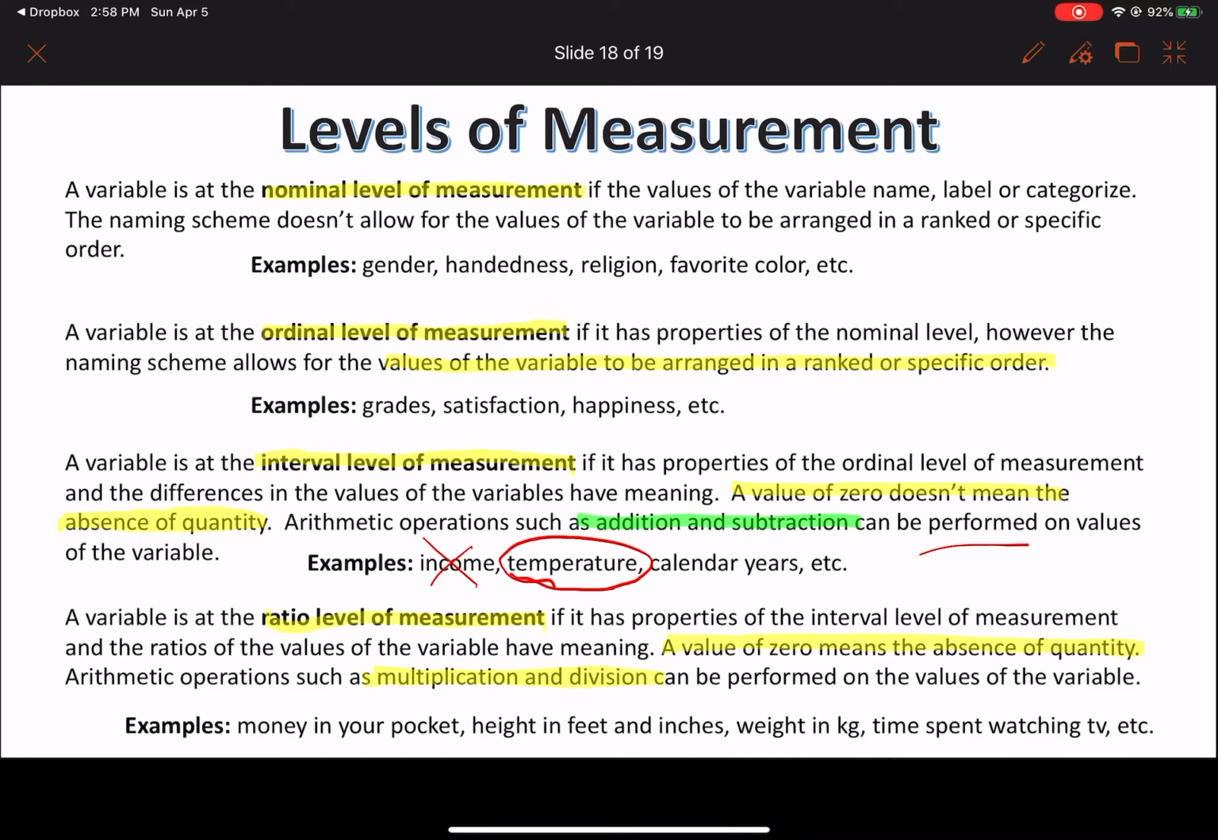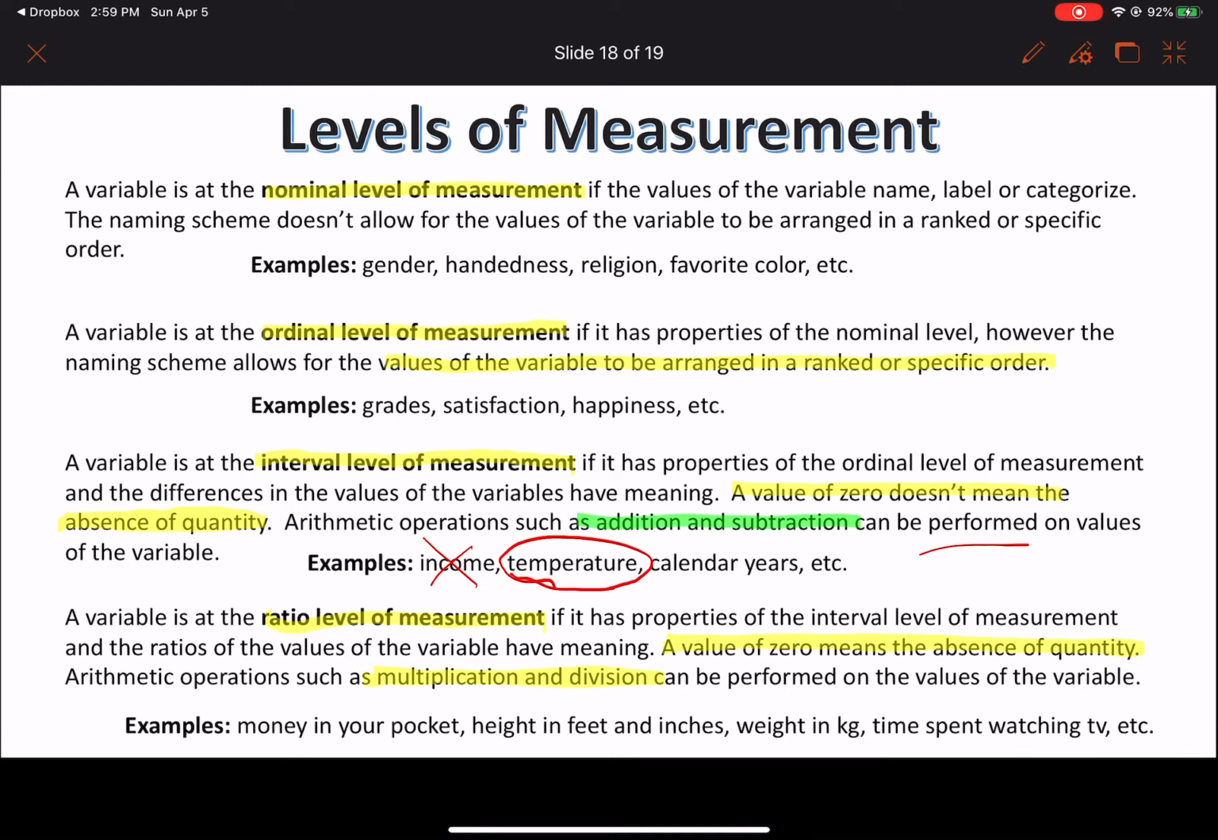Height in feet and inches. So that building is twice as tall as the other building. So I can do multiplication and division on that. The amount of inches he grew this year was half as much as his brother. A height of 0, that doesn't even really make sense, but something 0 tall pretty much doesn't exist. 0 pounds doesn't exist. Time spent watching TV: I watched twice as much TV as she did. Also, 0 time watching TV means you didn't watch TV.